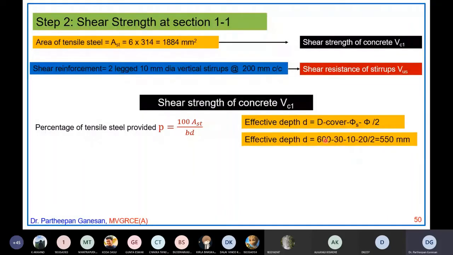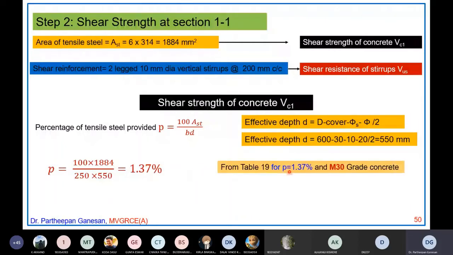So 600 mm was the original overall depth of the beam given. Clear cover was given 30 mm. Stirrups diameter is given as 10 mm. And the 20 mm rods are given as main steel. So 20 by 2. It is coming out to be 550 mm as the effective depth. So if you substitute all this, you get the percentage of tensile steel provided as 1.37%.